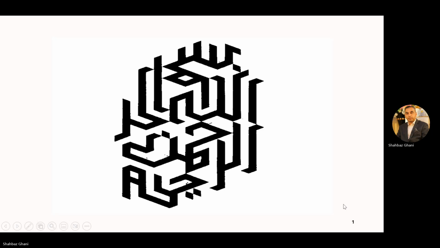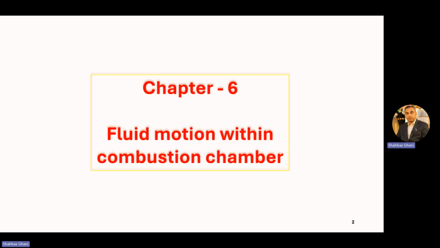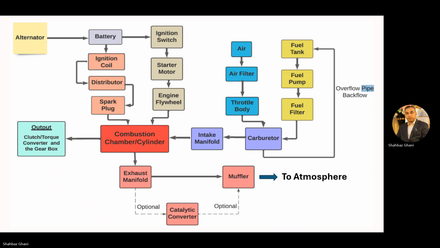Bismillahirrahmanirrahim. Today in our series of lectures on internal combustion engines, we will be studying chapter 6, that is fluid motion within the combustion chamber. Now, in the last part of chapter 5, in our third part of chapter 5, we have studied this simple block diagram.